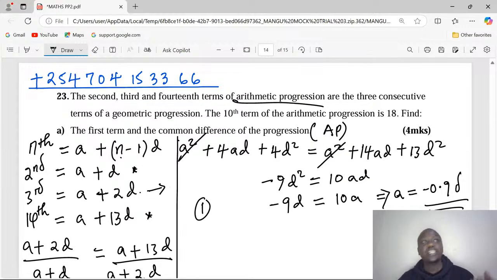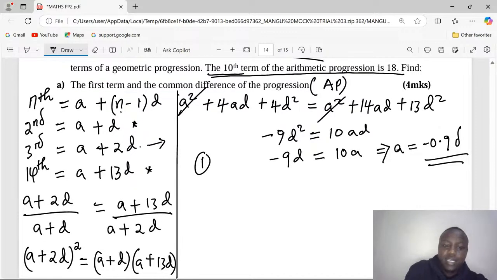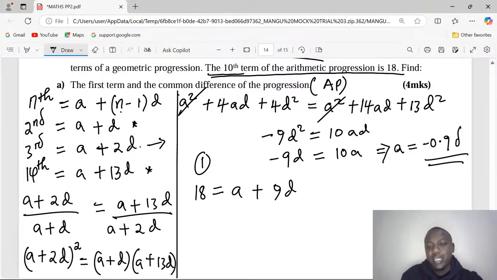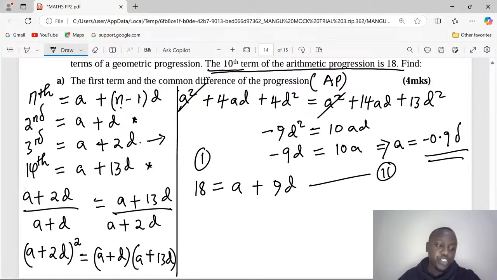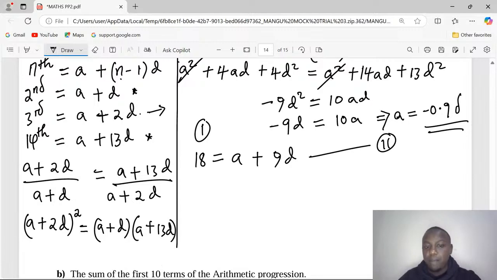We can now interpret more information. The 10th term of an arithmetic progression is 18. So 18 equals A plus 9D, because it is the 10th term. This is now our second equation. Now the two equations can be solved, whereby we know that the value of A is negative 0.9D.